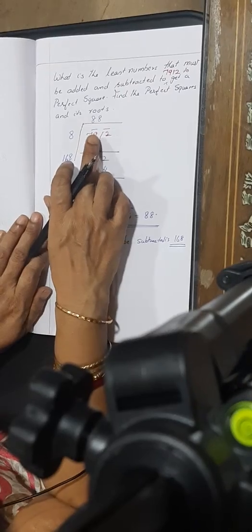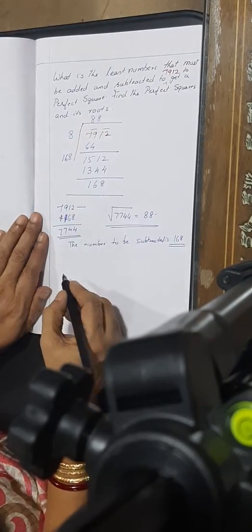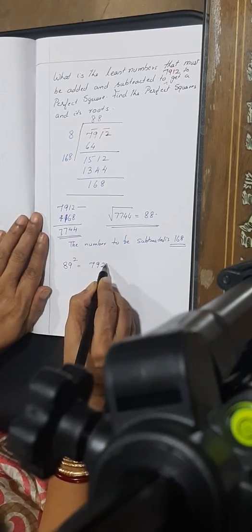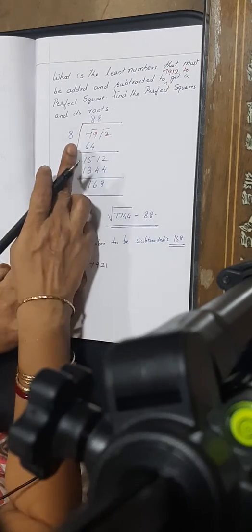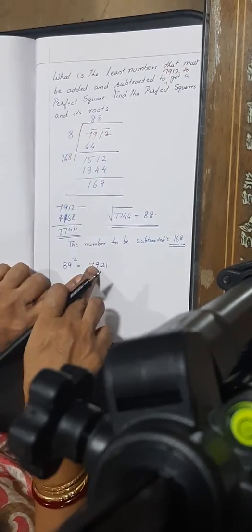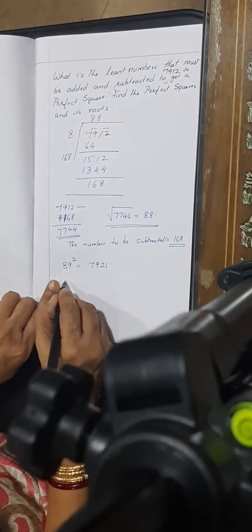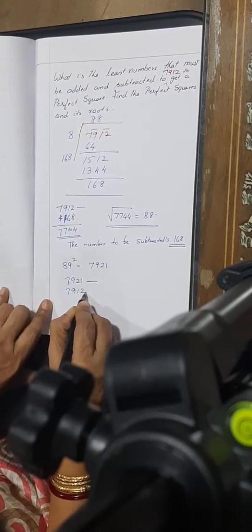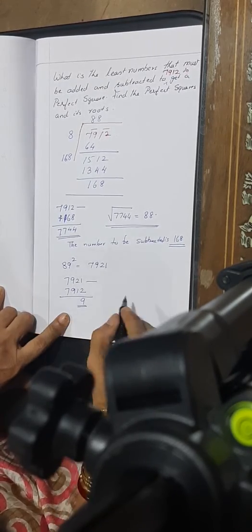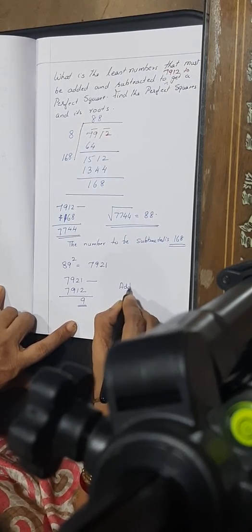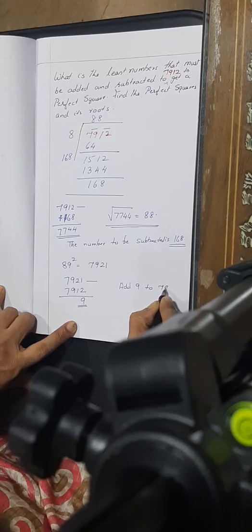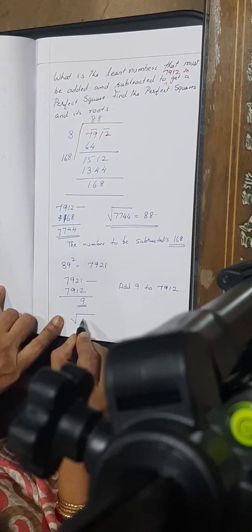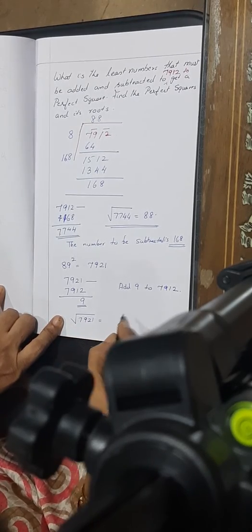So you should get a number greater than 7912. So you will find 89 squared. So 89 squared, you will get 7921. So that is the perfect square that you need. So you have to find the difference between 7921 and 7912. So 7921 minus 7912, you get 9 as the difference. So you must add 9 to 7912. So you get square root of 7921 is equal to 89.